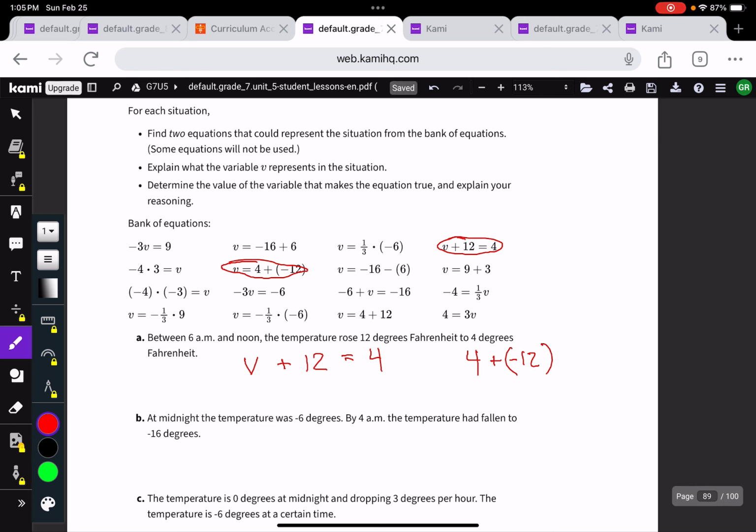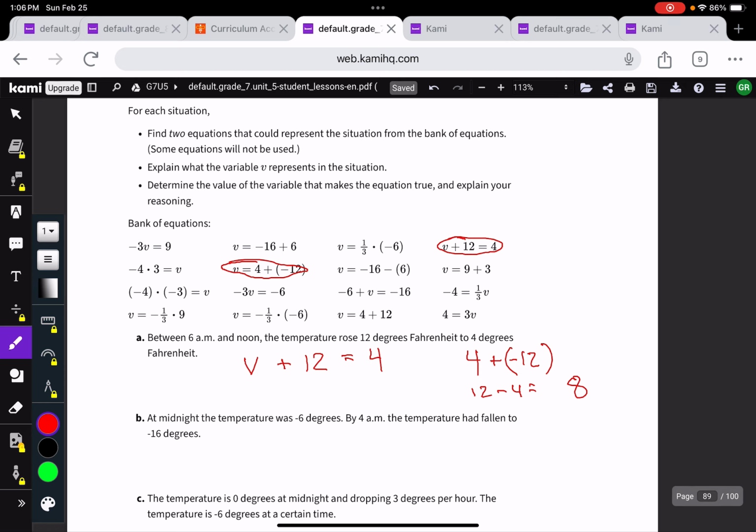So now we need to solve it. What is 4 minus 12? Well, if you remember, they're different signs. So I do 12 minus 4. Same signs, add; different signs, subtract. And I get 8.